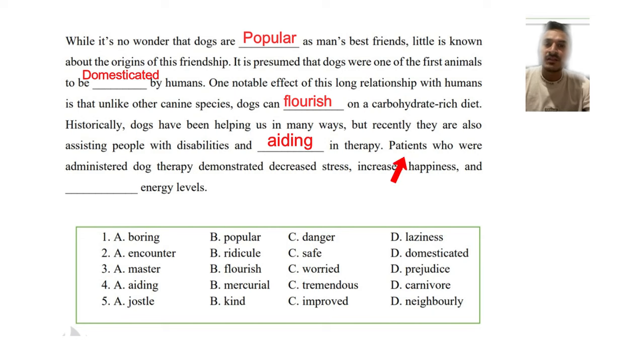Next is patients who were administered dog therapy demonstrated decreased stress, increased happiness, and dash energy level. What can you do for energy level? Energy level can be improved. So the right answer is improve, because before and again we are talking about positive things. Related to the situation, you have to choose your option. So the right answer is improve.